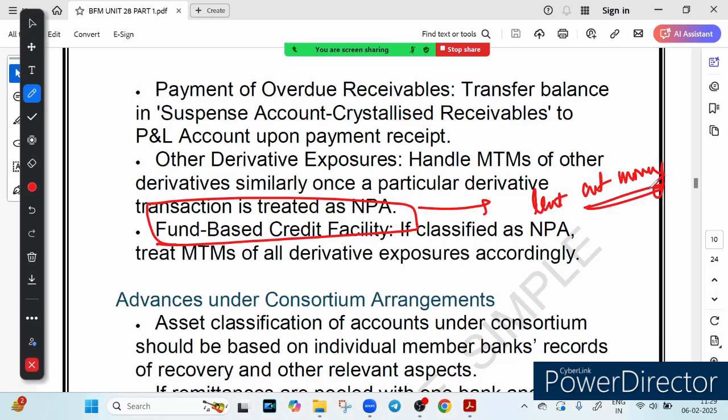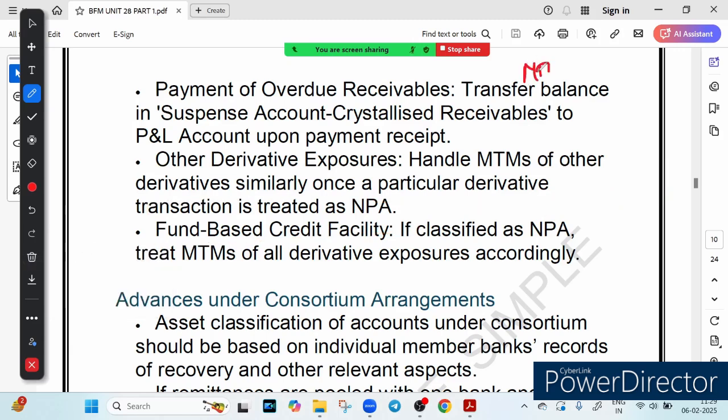So to wrap it up, what we have learned till now is that MTM, that is mark to market value, includes crystallized receivable, meaning money owed, and the market change for the future receivable, right? Two things it includes. When a contract is not paid for 90 days, the positive MTM gets moved to a suspense account. If there is a positive change, it moves to the suspense account. If there is a negative change, the losses get debited to the profit and loss account. If a payment is received, then the amounts are transferred to the profit and loss account. And once one derivative is marked as NPA, all other connected ones follow the same rule. And finally, fund based credit facility impacts how derivatives are treated too.